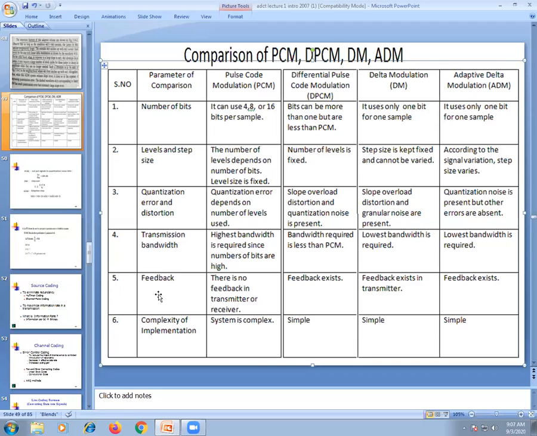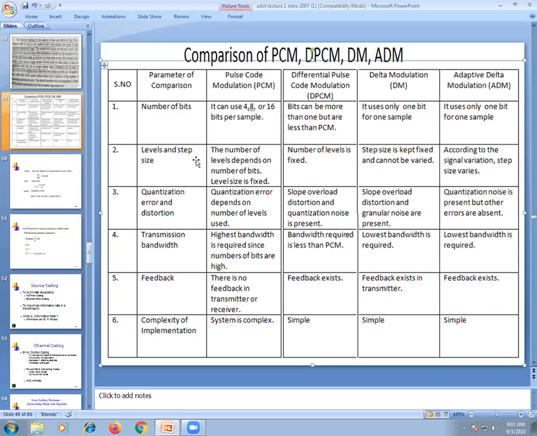The fifth parameter is feedback. This is the feedback from the output to the input. And the sixth one is complexity of implementation. In order to implement the system, is there any complexity? So the complexity in implementation. Let us see them one after another.